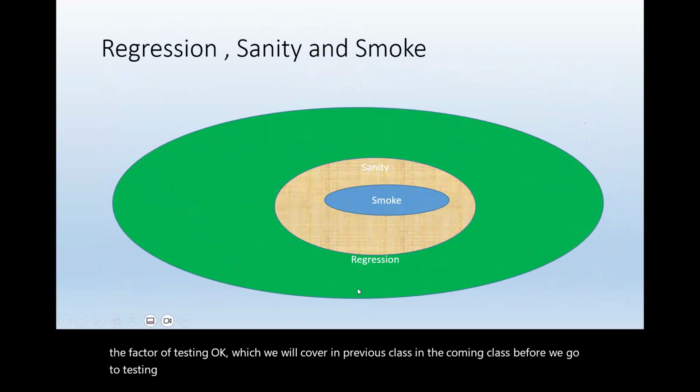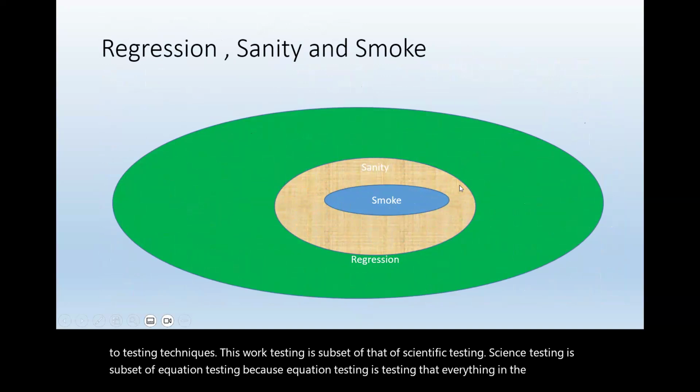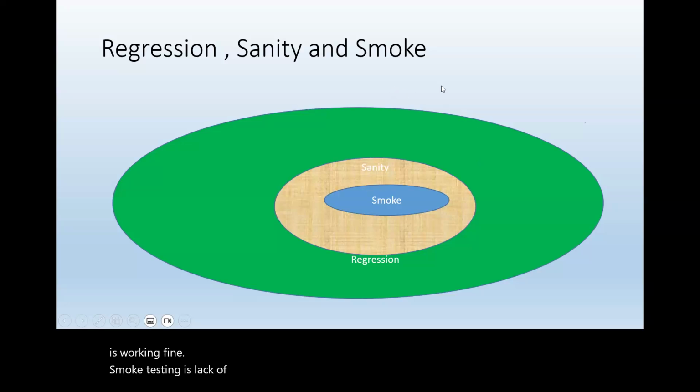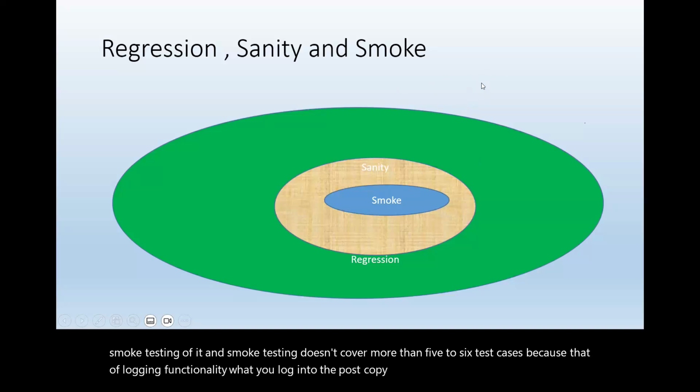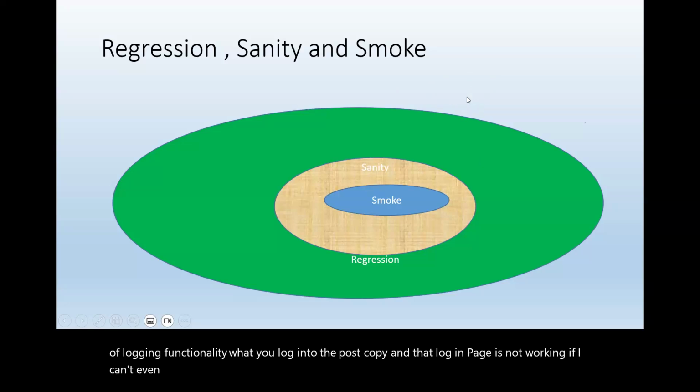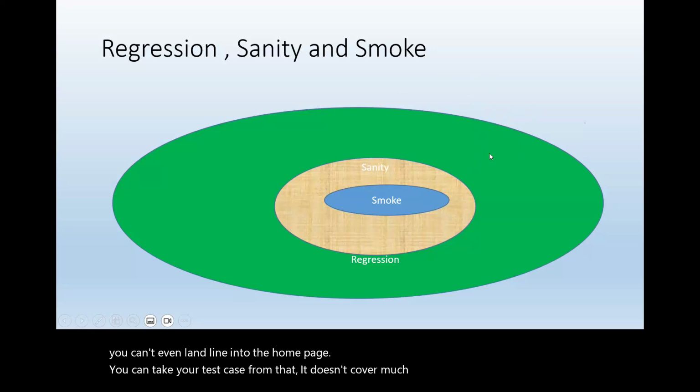Smoke testing is a subset of sanity testing. Sanity testing is a subset of regression testing, because regression testing is testing that everything in the application is working fine. Smoke testing is build verification. When a build comes to you, you have to do smoke testing on it. Smoke testing doesn't cover more than 5 to 6 test cases, such as the login functionality. If the login page is not working fine, you can't even land on the home page. It doesn't cover much, so it's build verification.